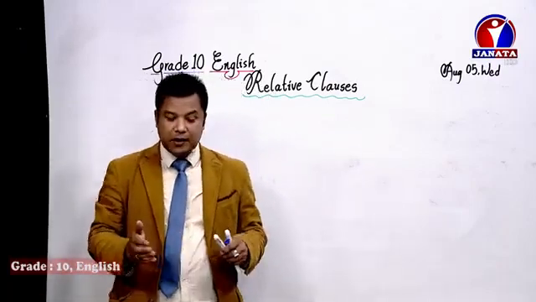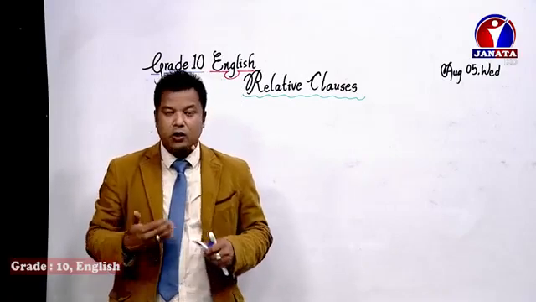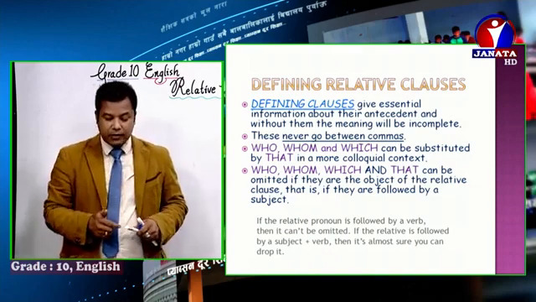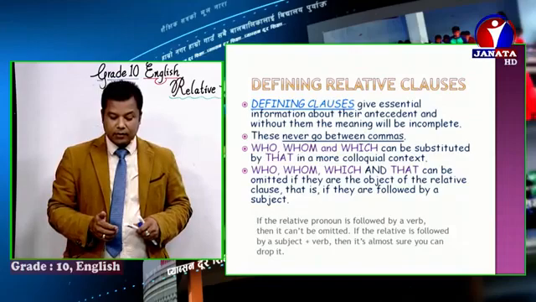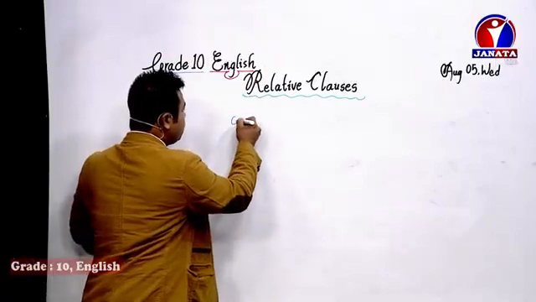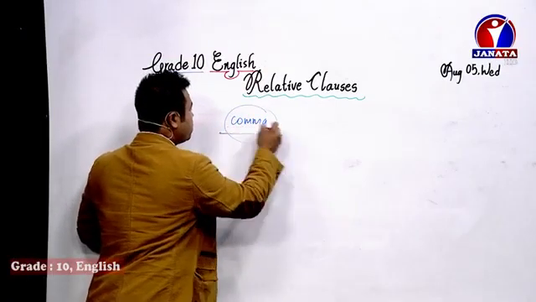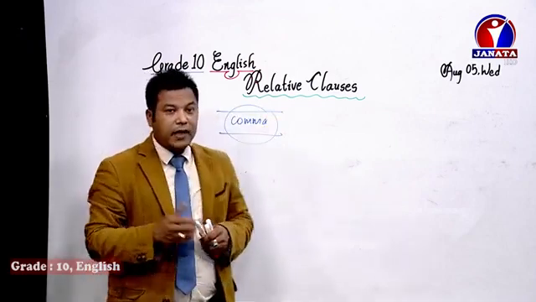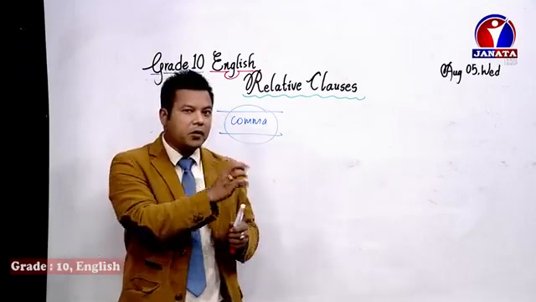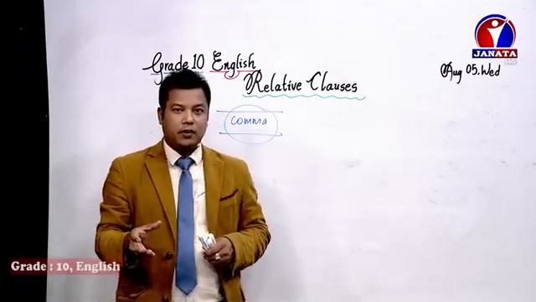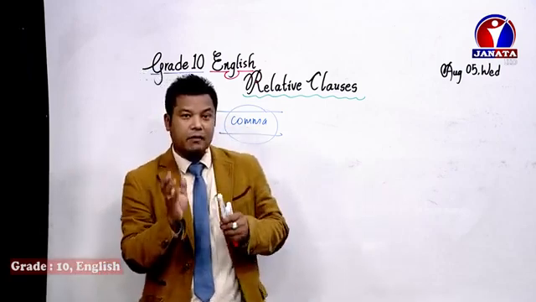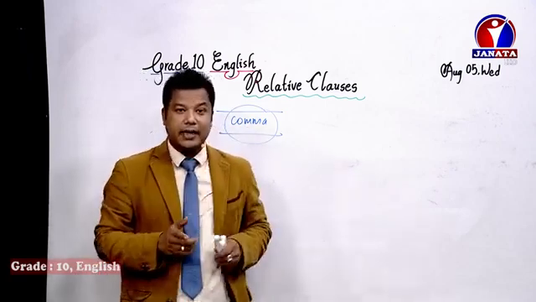Defining relative clause, a very interesting one. Defining clauses give essential information about their antecedent. You remember the antecedent that I have mentioned. And without them, the meaning will be incomplete. These never go between commas. Now see the idea that we're discussing, the use of comma, where to use, where to not use. If I use a comma, I'm using non-defining, in a sense that I don't have to define that particular object that I am showing you. But if I'm using defining, I should not be using this comma because I am defining that particular object in a sentence.